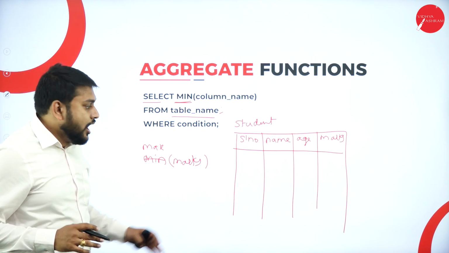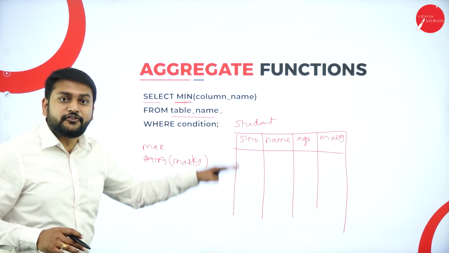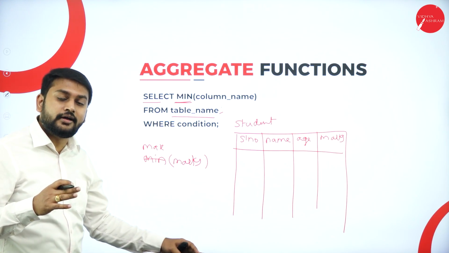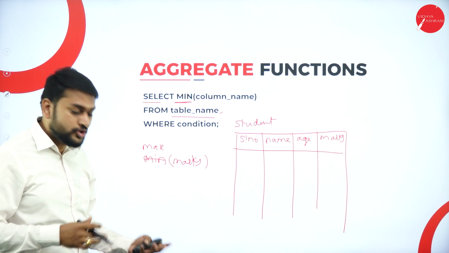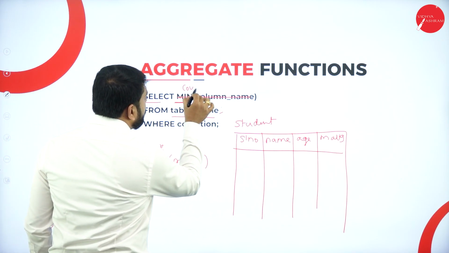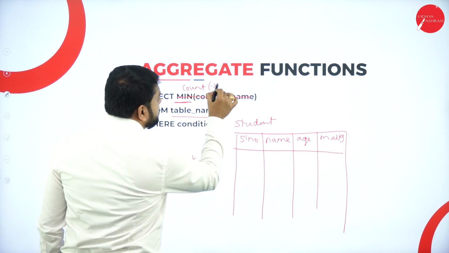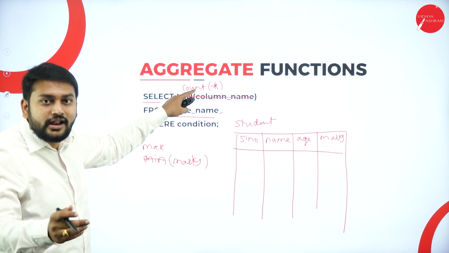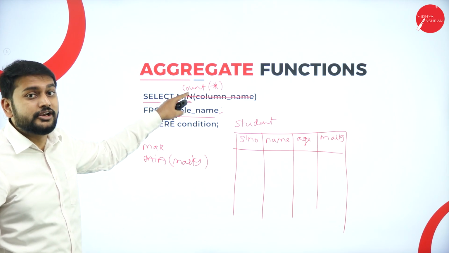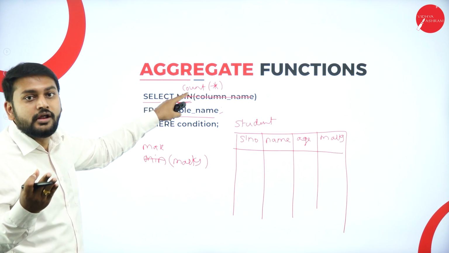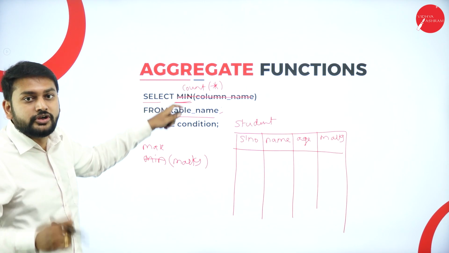So fine, I need to check how many records I have. How do I count the entire table, how many records that I have? For that, I will just replace this with the count. Star in the sense it will take the entire table. So this is the third aggregate function that we have. This is what you need to remember. So what is the first one? Min. Second one, max. Third one, count. This is what you need to observe.